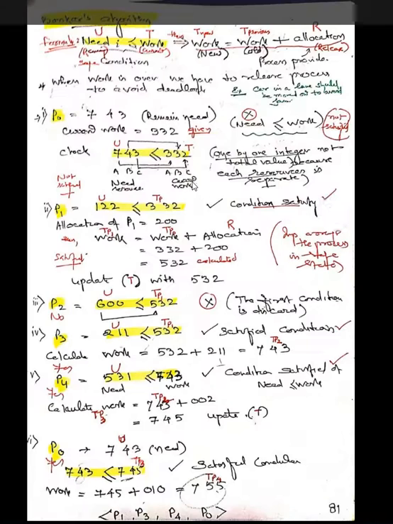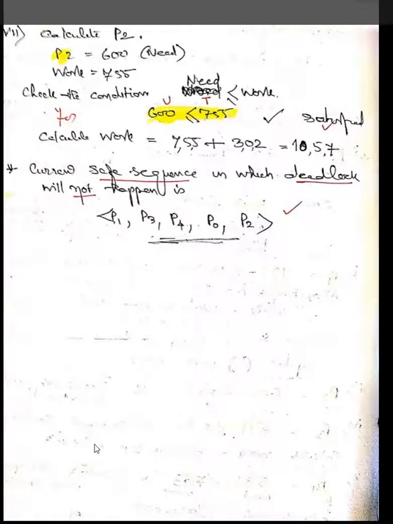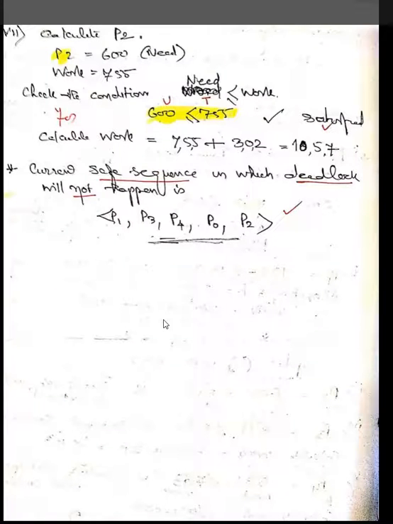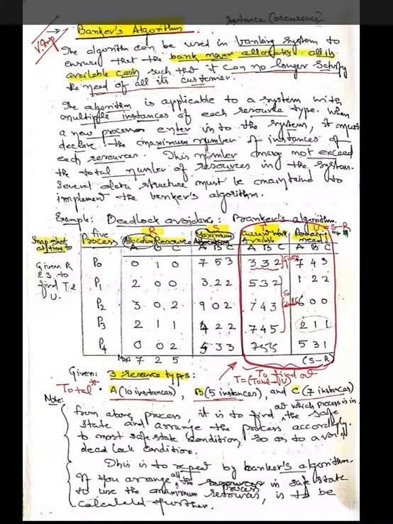So what is the safe sequence? The safe sequence is P1, P3, P4, P0, and P2. This is how the deadlock situation is overcome based on the banker's algorithm. Hence the banker's algorithm is a deadlock avoidance algorithm.